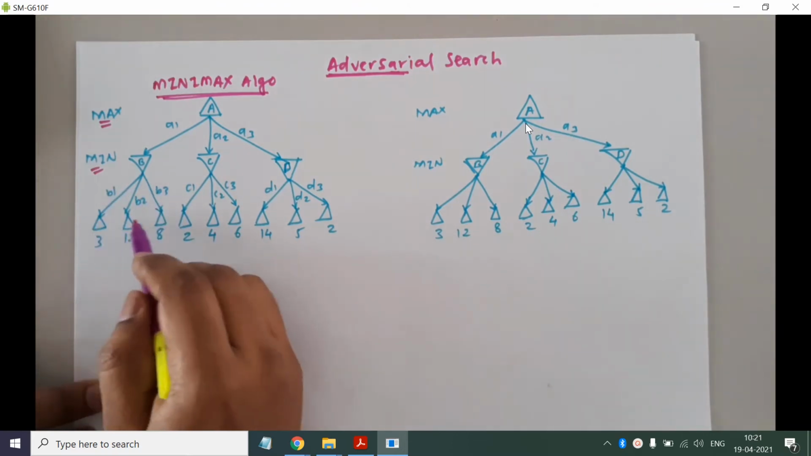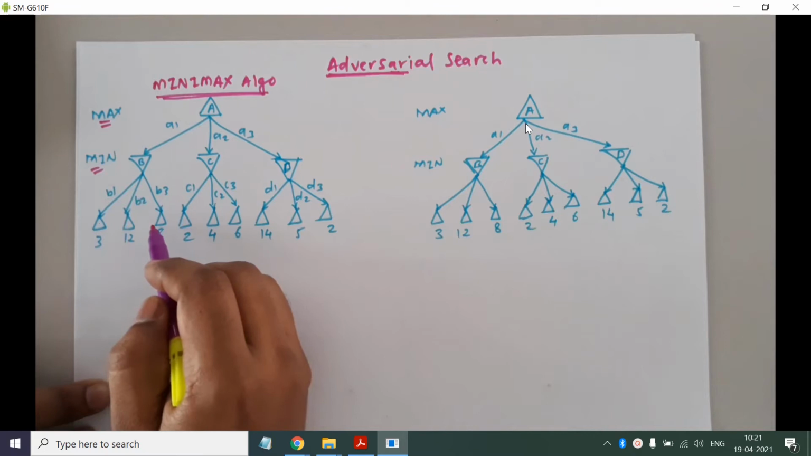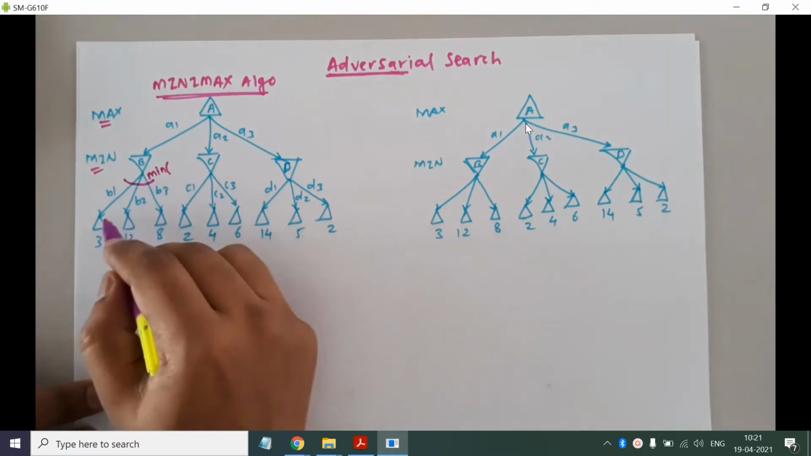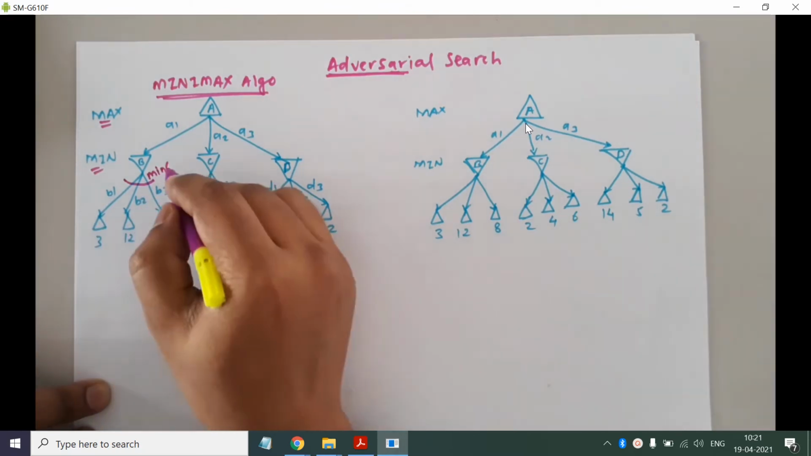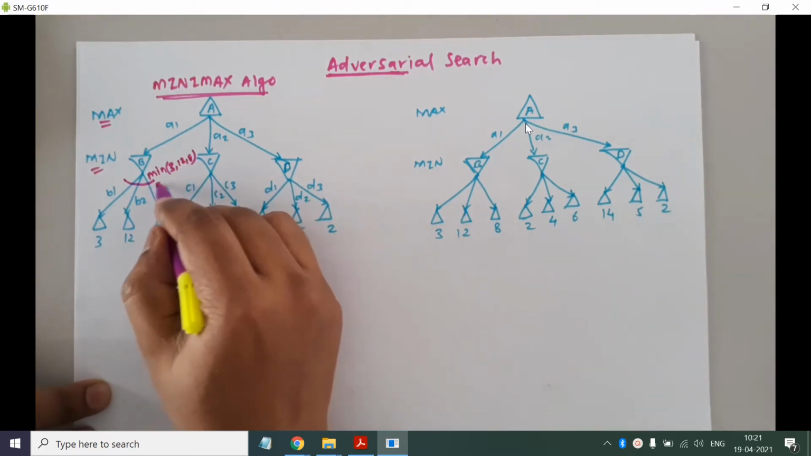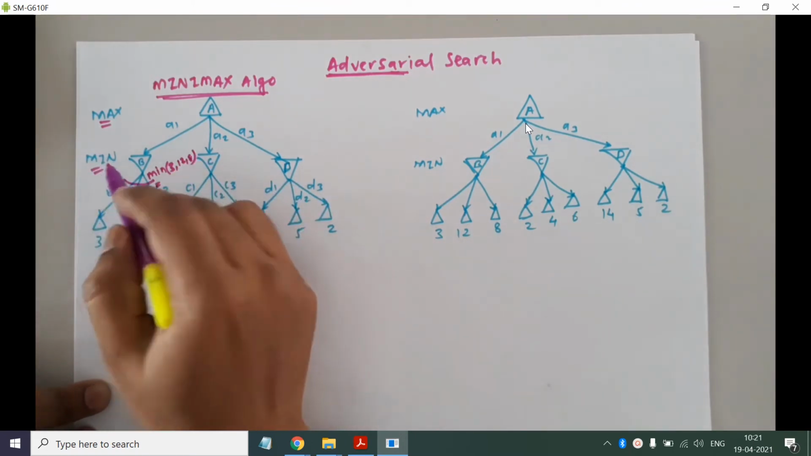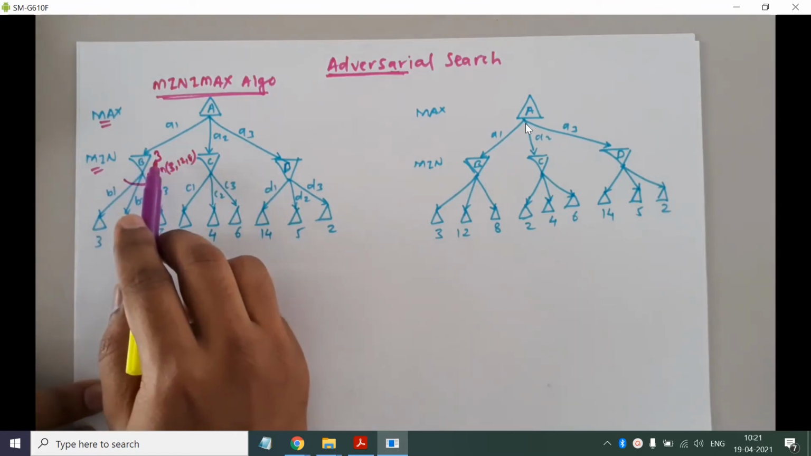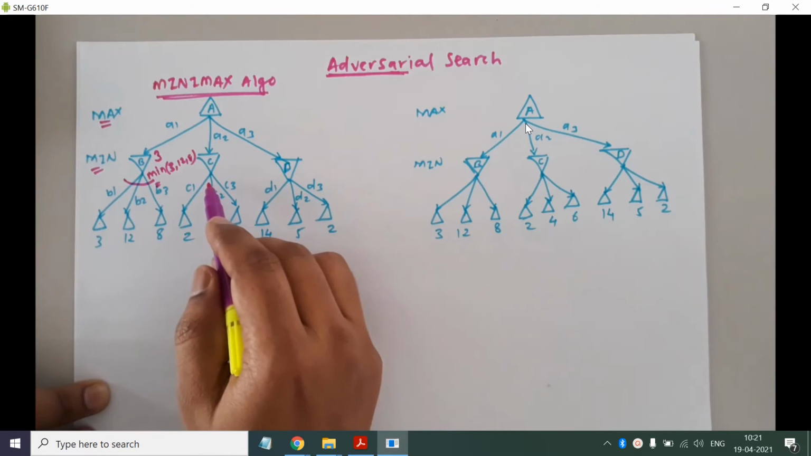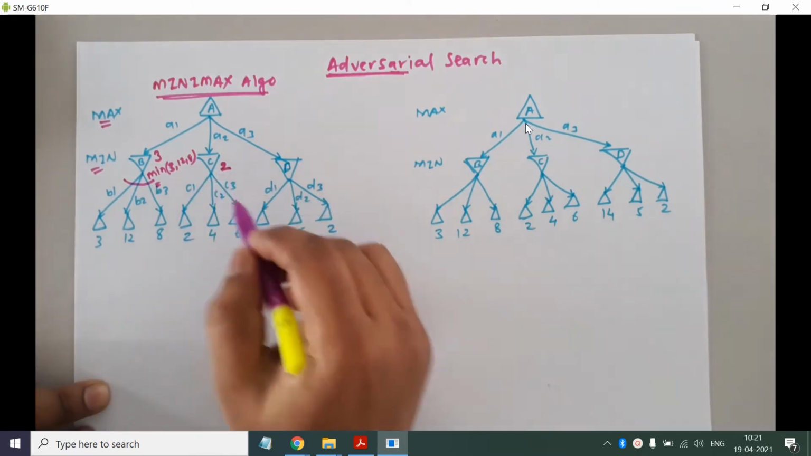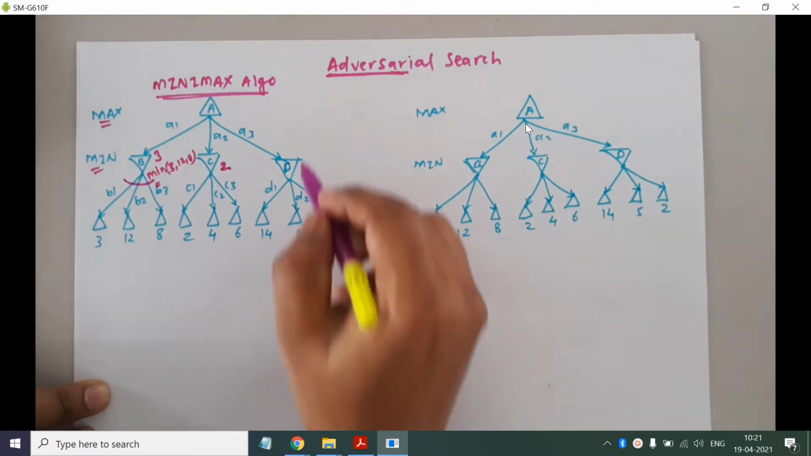Okay, so the children are the leaf nodes, right? So their minimax value is their utility value, right? So we'll take the minimum of the minimax values of the children, that is the utility values, 3, 12, 8. Okay, and that will become the minimax value of this min node, that is 3. Okay, then similarly for this we'll take the minimum of 2, 4, 6, that is 2, and for this 14, 5, 2, that is 2.